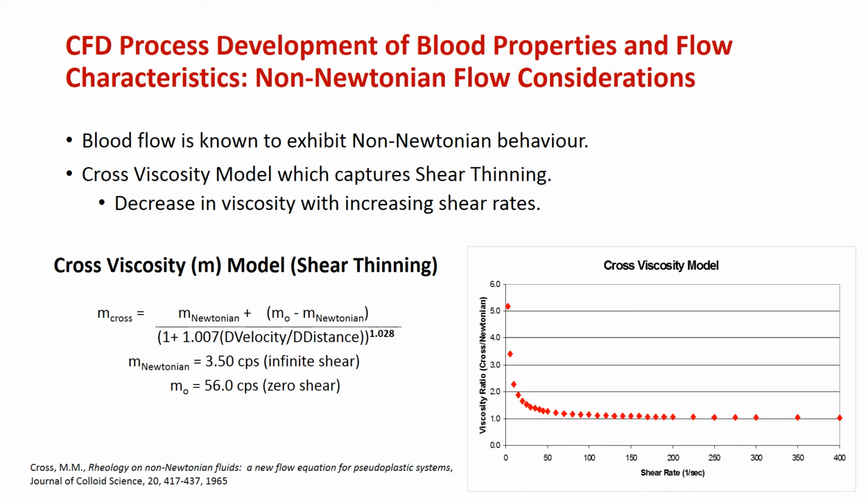CFD process development of blood properties and flow characteristics, non-Newtonian flow considerations. Blood flow is known to exhibit non-Newtonian behavior. The non-Newtonian model that was applied to the blood is known as the Cross viscosity model, which captures shear thinning. Shear thinning is defined as a decrease in viscosity with increasing shear rates, as shown in the figure and equation below.